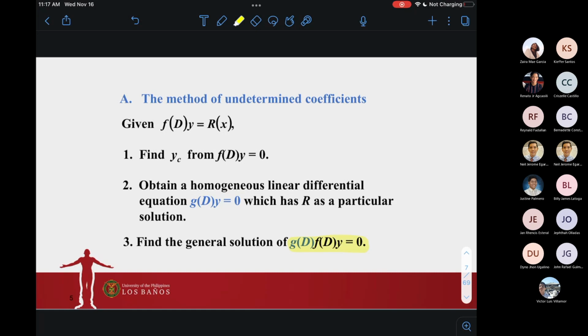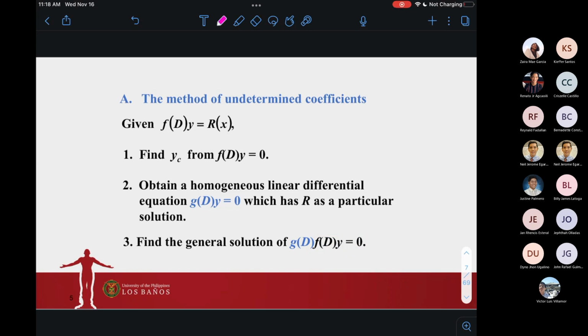Bakit? Kasi alam na natin na si F of D applied to Y alam na natin ay equal kay, general solution nga pala yung hinahanap ko, no? So, ibig sabihin, G of D applied to 0 should give us F of D equals R. Okay? Ulitin ko yun. Bakit ganun yung nangyari?